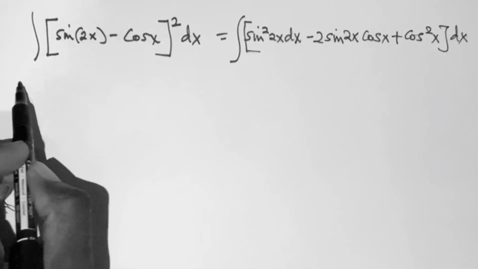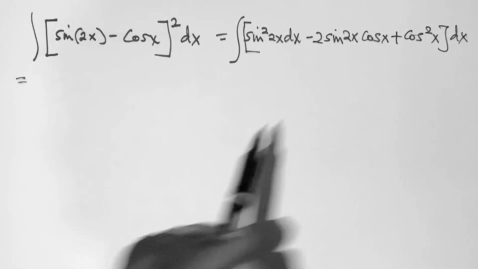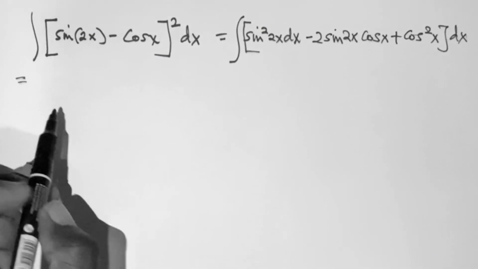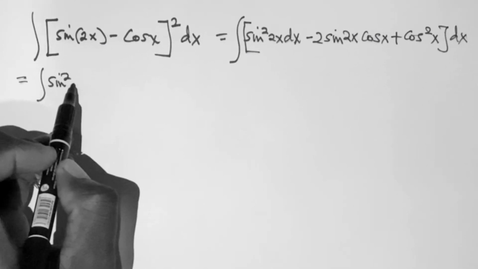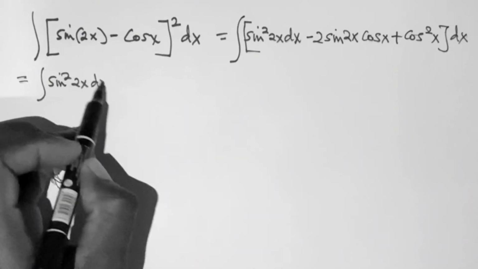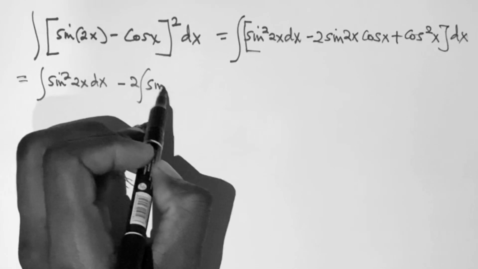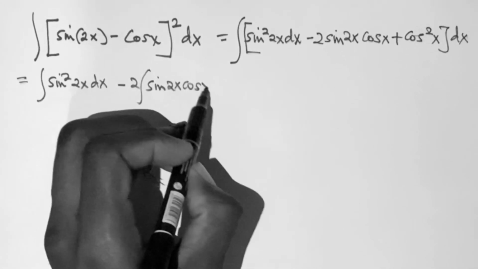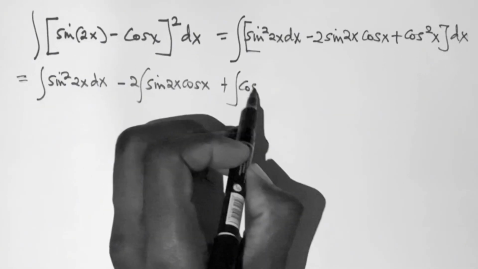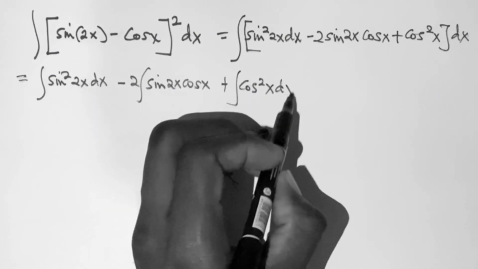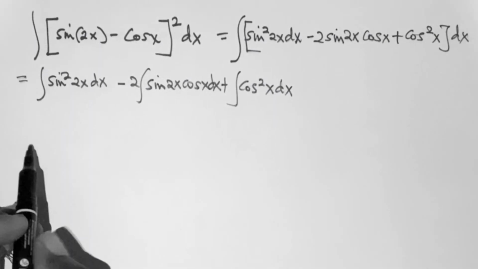So then let me continue from here. This is equal to, first let's break all of these integrals into single units. So it becomes the integral of sine squared 2x dx, then minus 2 times the integral of sine 2x cos x dx, then plus the integral of cos squared x dx. So let's first start with this.